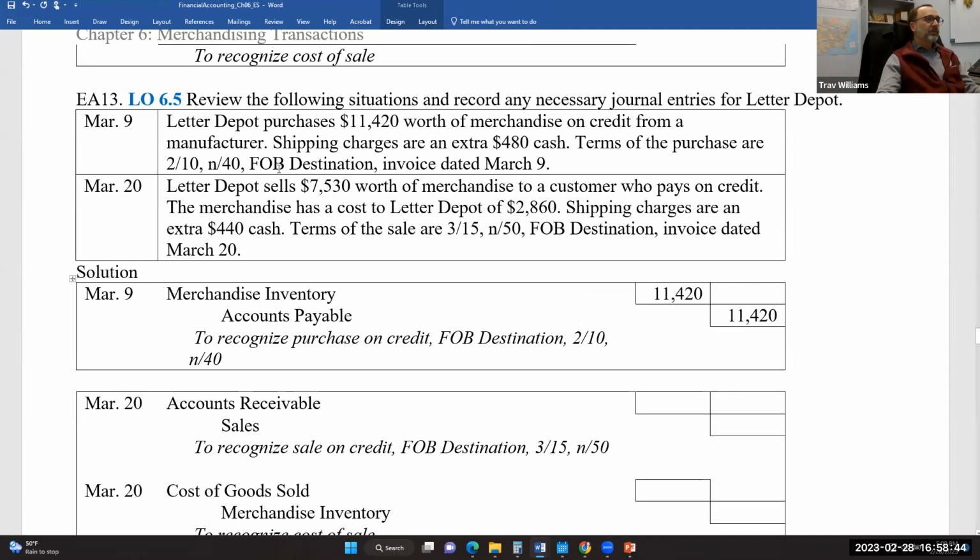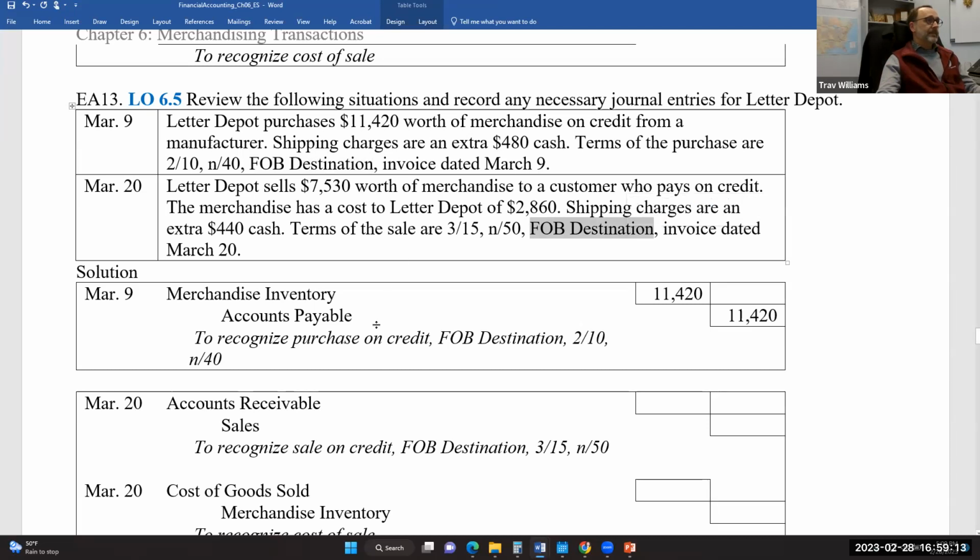The terms of the purchase are FOB destination. So FOB destination means that the seller pays for the shipping. And in this case, the company is the buyer, right? So we don't need to worry about it. However, on March 30th, they are the seller. Now they're selling the merchandise and it's FOB destination. So in this case, they are going to be responsible for the shipping costs.